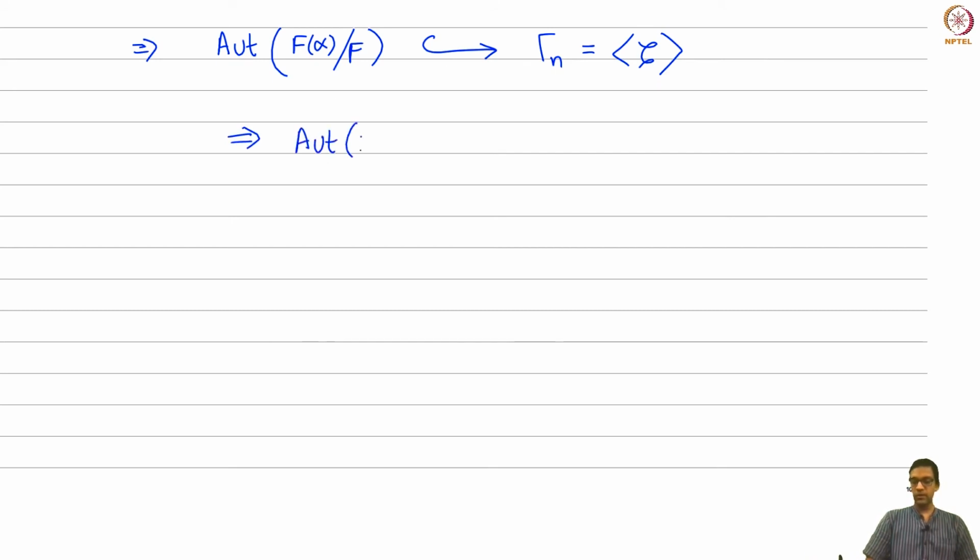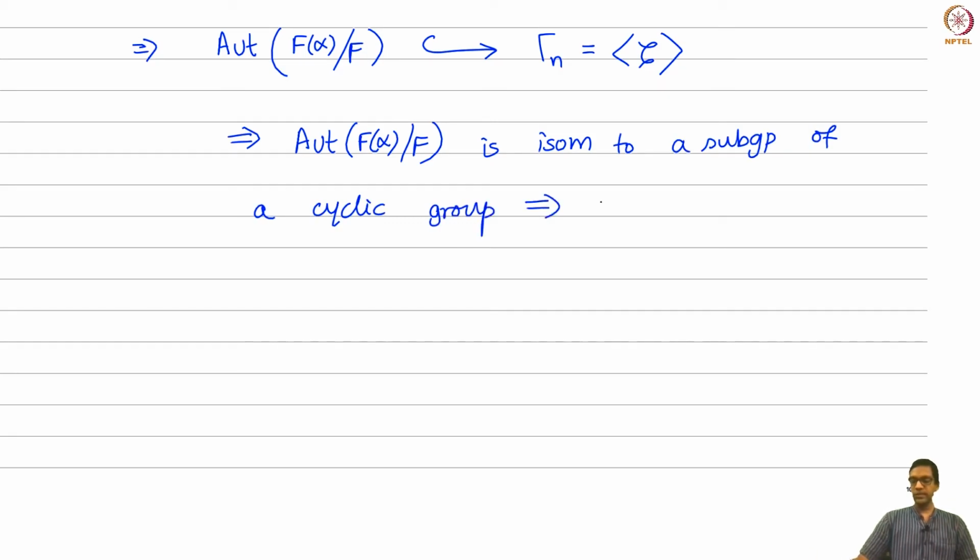Therefore the Galois group of F(alpha) over F, you can think of it as isomorphic to a subgroup of a cyclic group, and the only subgroups of cyclic groups are cyclic. Therefore it is already cyclic. Okay, so that's the end of the proof. So what we have managed to show is that simple radical extensions are necessarily Galois and have cyclic Galois groups.